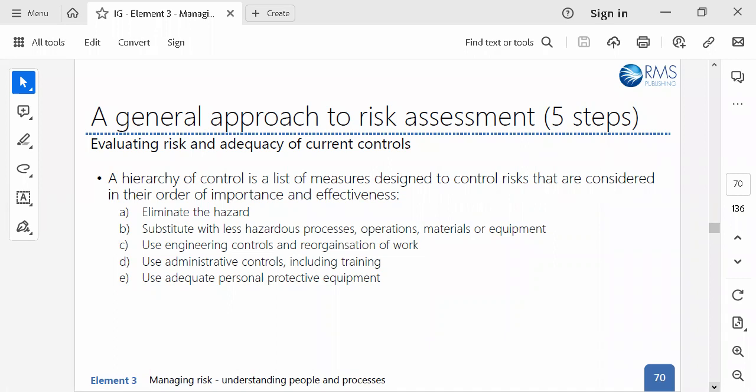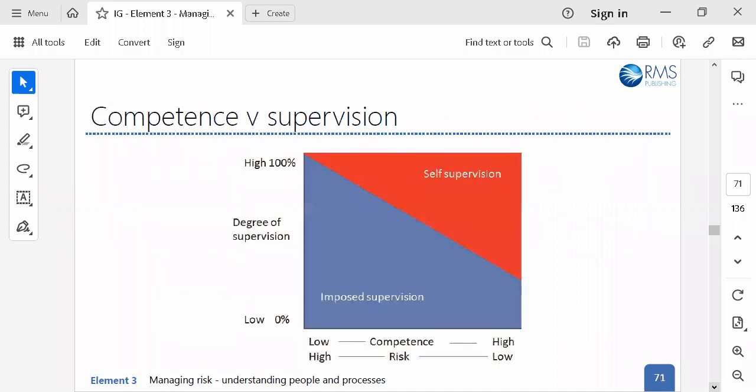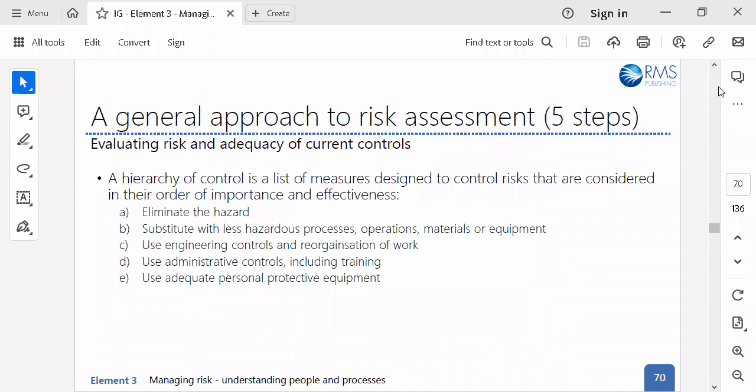Third, use of engineering controls and reorganization of work. Fourth, use of administrative control, including training. Fifth, use adequate personal protective equipment. So these are five categories which we will use to control the risk in the workplace.